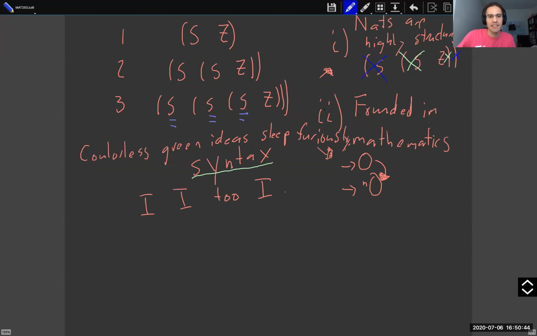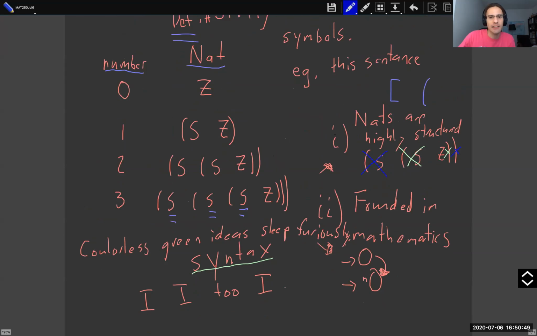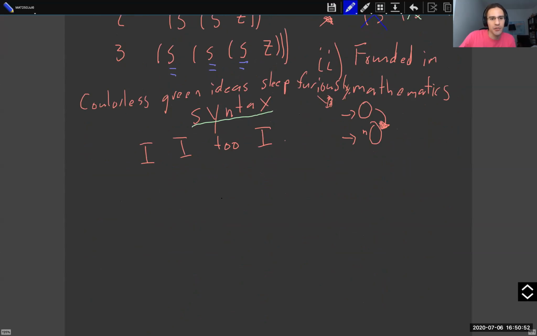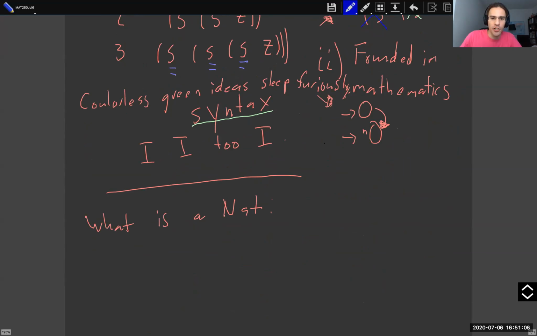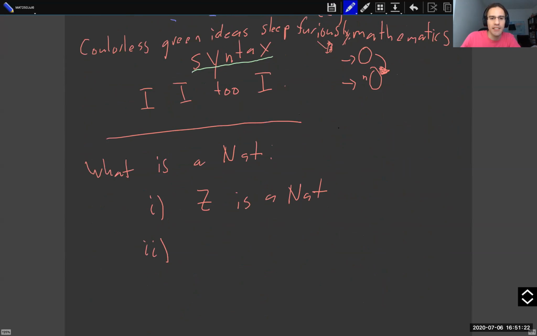So what is a nat then, syntactically? Well, first off, what can I say? I can say that Z is a nat, right? That's unambiguous. So what is a nat? Now we're going to talk about what is a nat from their structure. Well, one is Z is a nat. And what second rule could I put in order to get all nats? So can anyone guess what the second rule is?